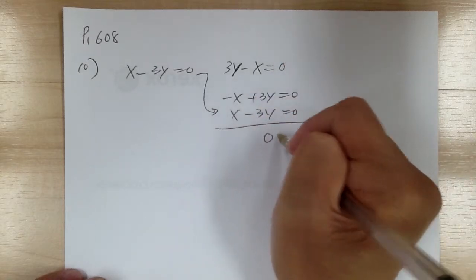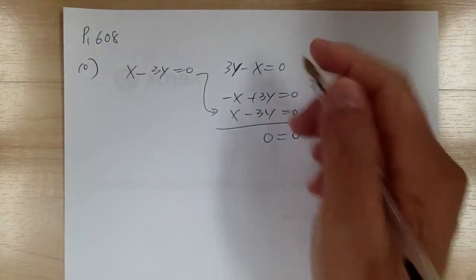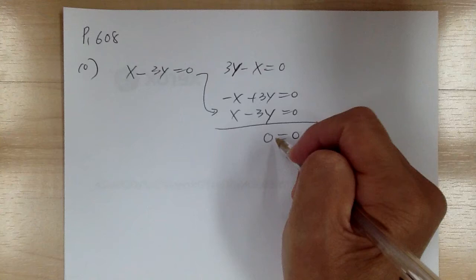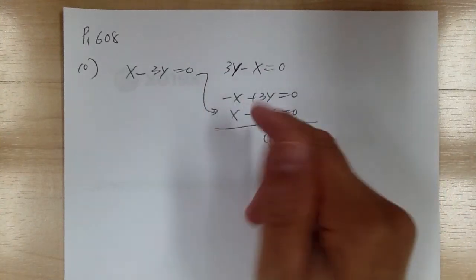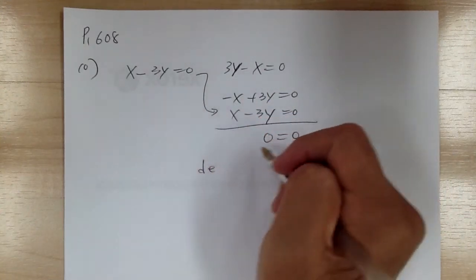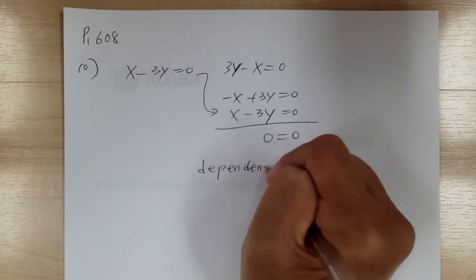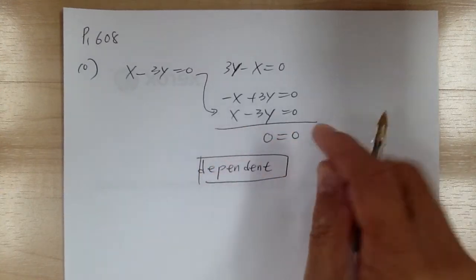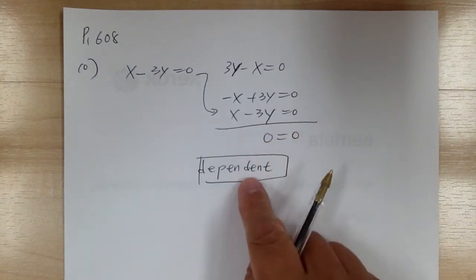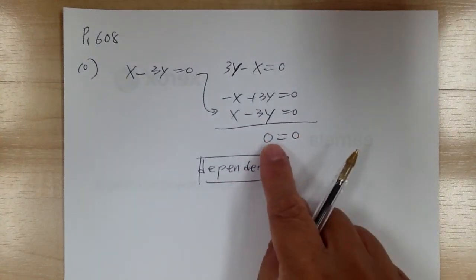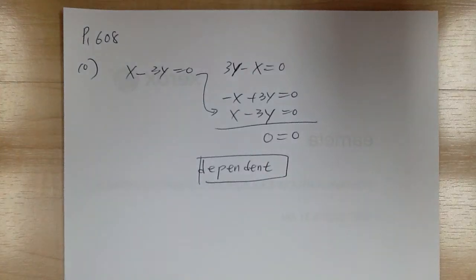And when I add, I get 0 equal to 0. Okay, so notice I'm not able to solve, but this is true. So what this means is that the two equations are dependent on each other. So again, it's always true, so it's dependent. So again, if you're unable to solve, but it's true, then it would be dependent. If it's false, then it would be inconsistent.